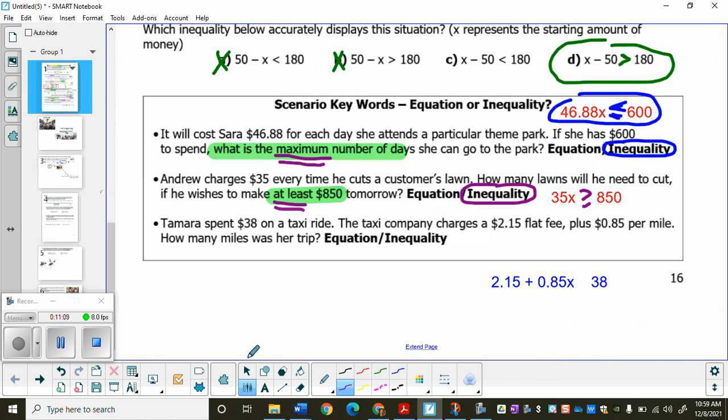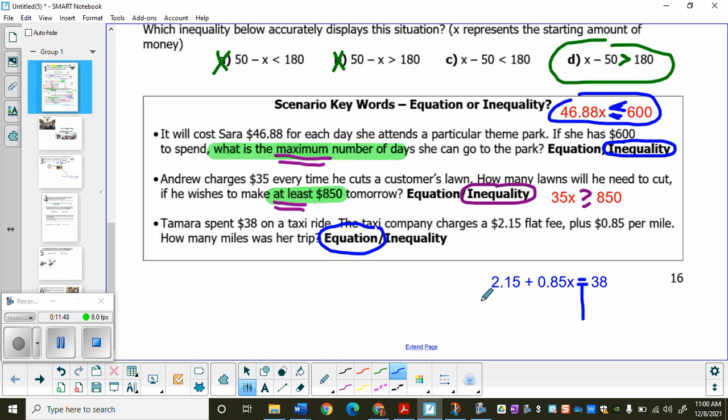All right, now for the last one here, Tamara spent $38 on a taxi. It looks like we've already been given a total because she spent something, it happened. The taxi company charges a $2.15 flat fee plus 85 cents per mile. How many miles was her trip? If it's asking how many miles was the trip, that must be a set answer because she spent already $38. So right here, the $2.15 flat fee plus the 85 cents per mile equals the $38 that she spent. So this one's an equation.